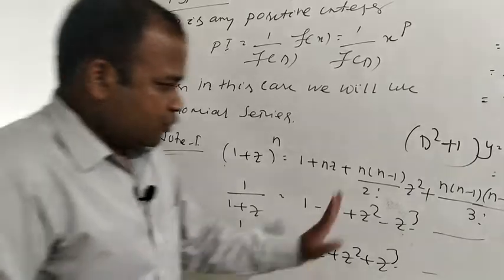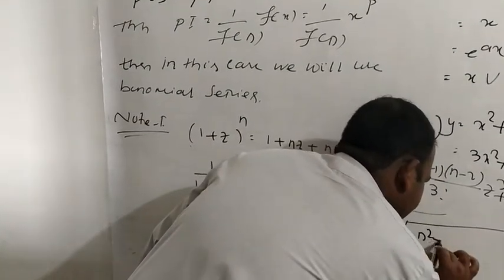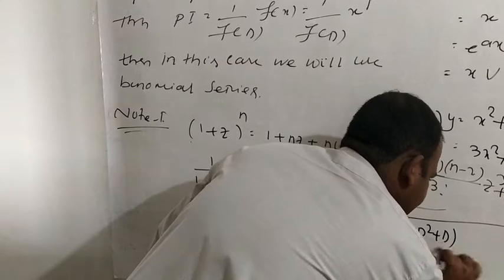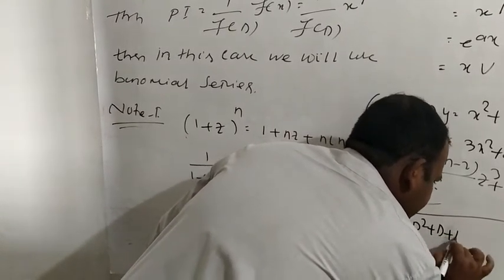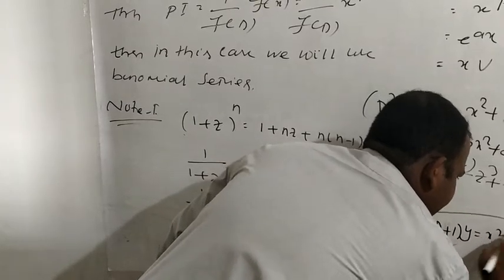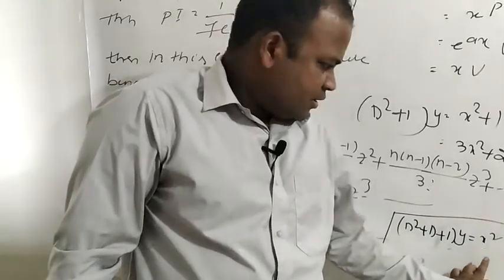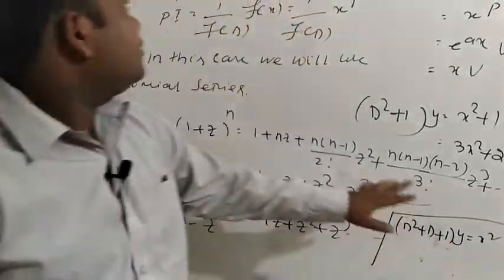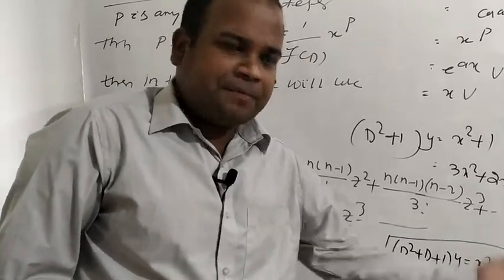Suppose this is (D² + D + 1)y = x². So what is the value of f(x)? f(x) equals x², meaning you will use the binomial series. So you will find the CF and thereafter you will find the PI.